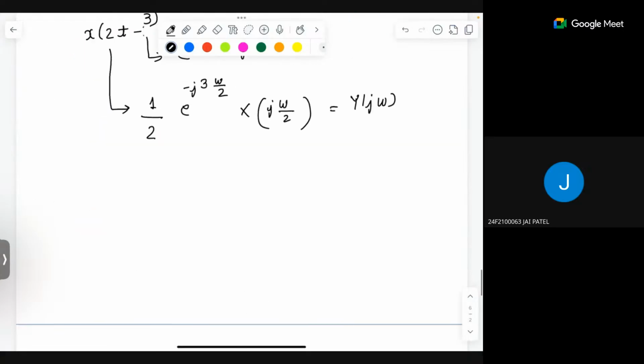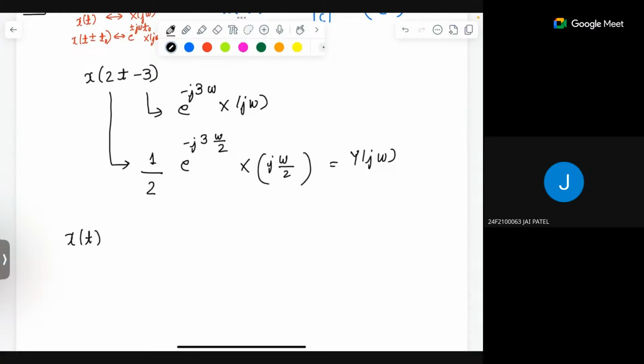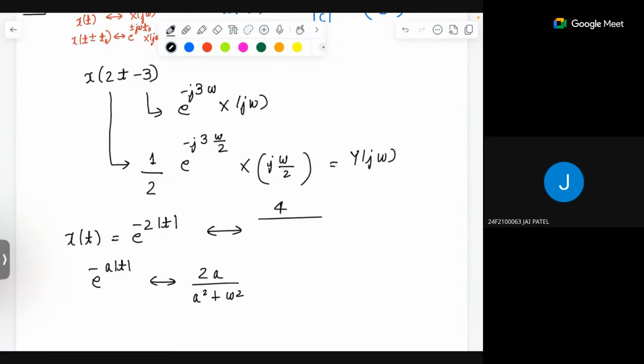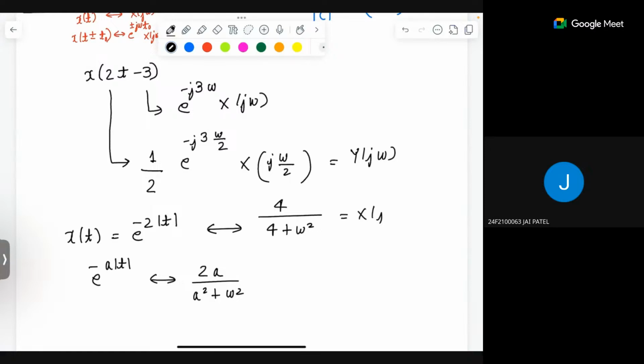Xt is given to be e raised to the power of minus 2 mod t. We found out the Fourier transform of e raised to the power of minus a mod t as 2a upon a square plus omega square. So we will be using the same thing here. A is 2 here. So I get 4 upon 2 square, which is 4 plus omega square. So now I have x of j omega. I need to substitute that over here.